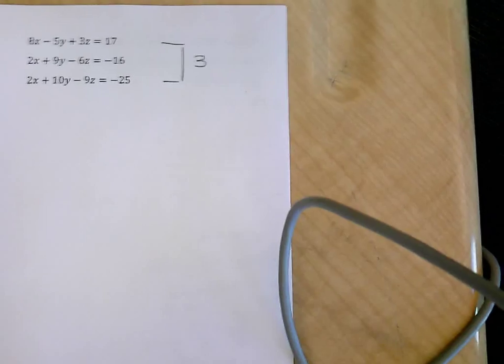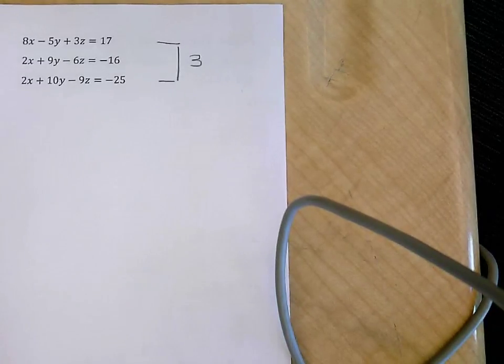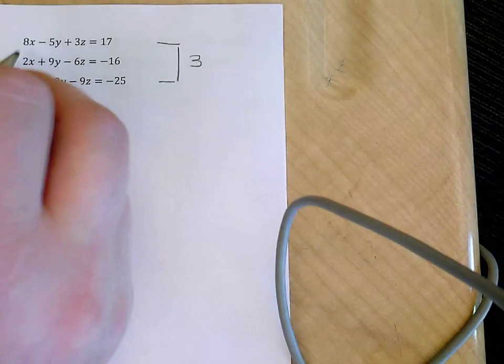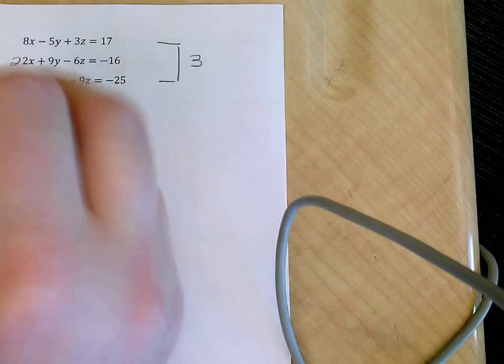So I want to show you how to multiply by a negative. All right. Your first step is to pick a variable that you're going to eliminate, which we just did, the x's, and now we're going to pick two equations. So I'm going to pick the second one and the third one. Okay, so I'm going to rewrite them right here.